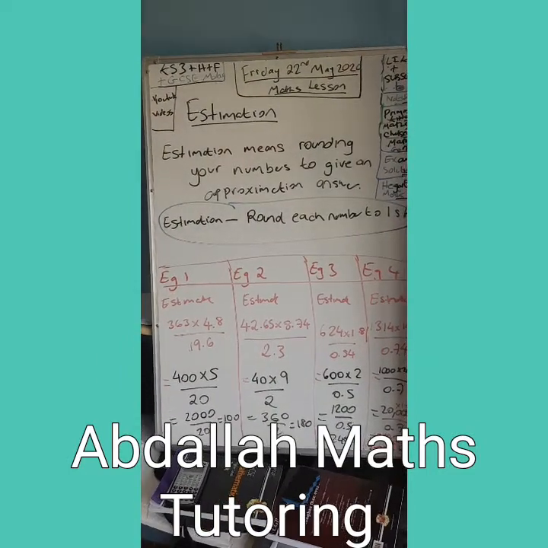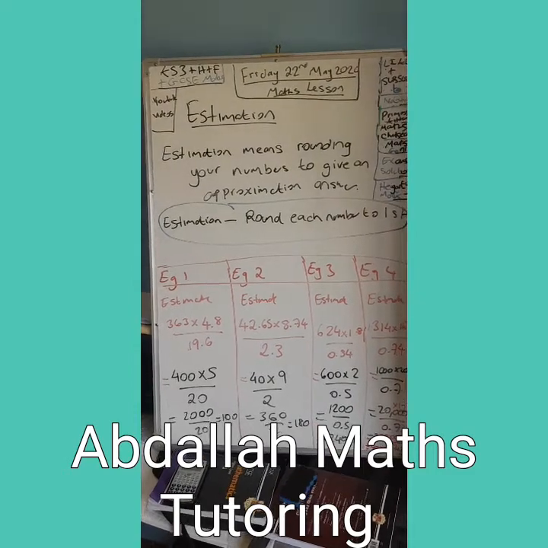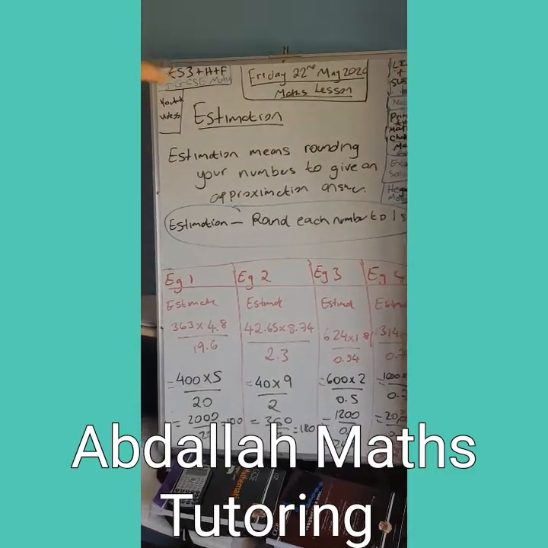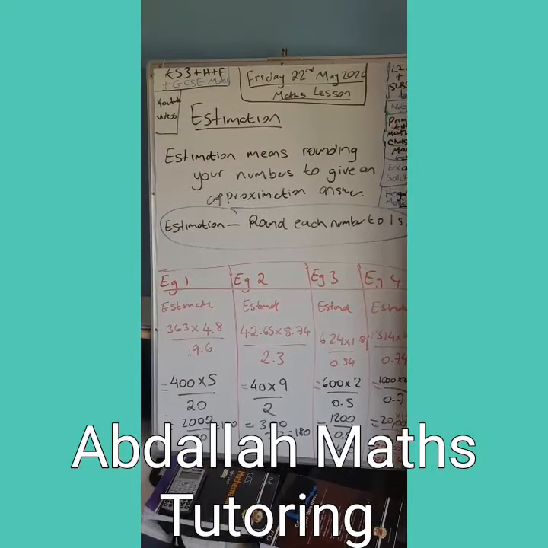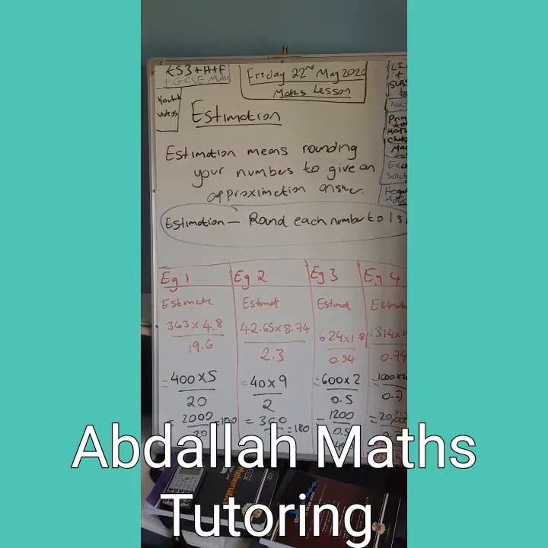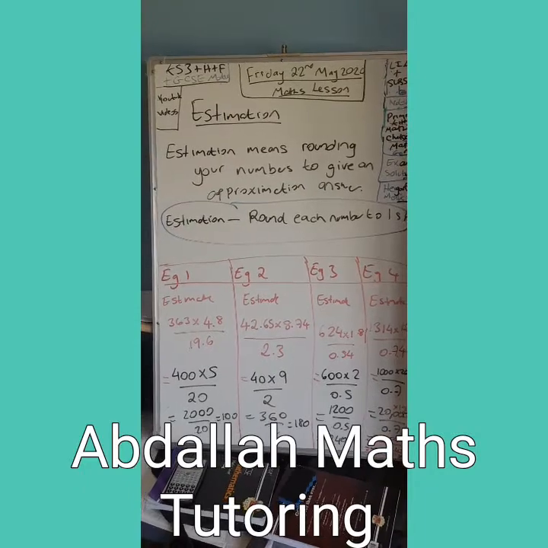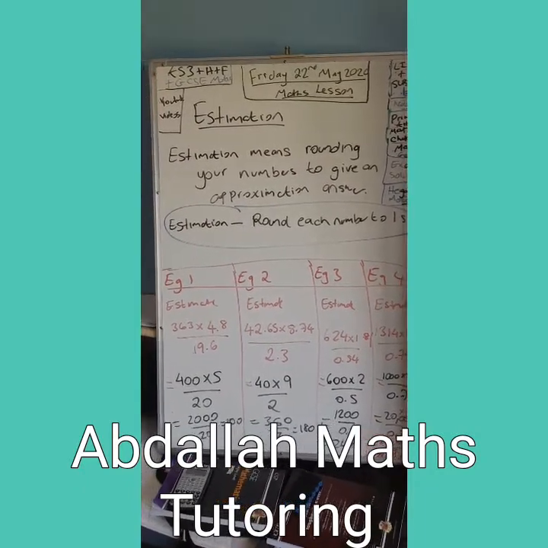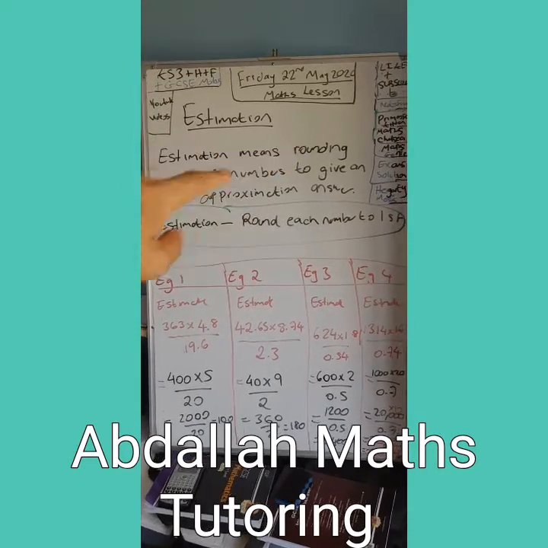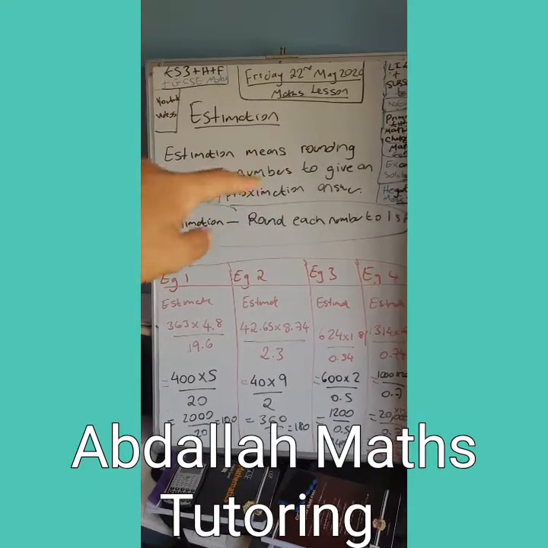So, estimation. It's aimed at Key Stage 3, higher and foundation year for GCSE level maths, grades 1 to 9. We're looking at, I'd say, grade 5 for this topic. Estimation here means rounding your numbers to give an approximate answer.